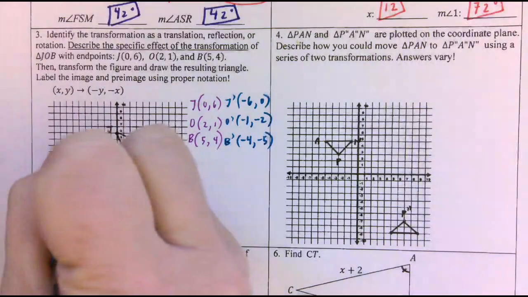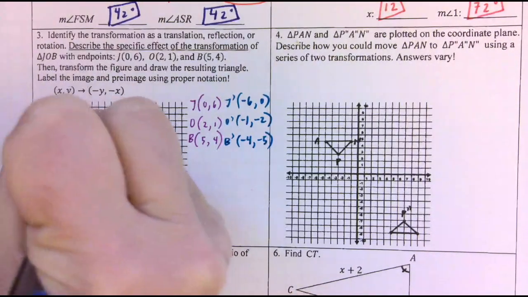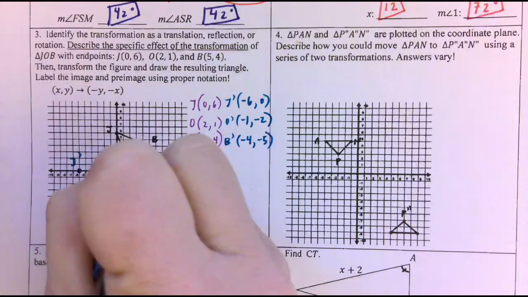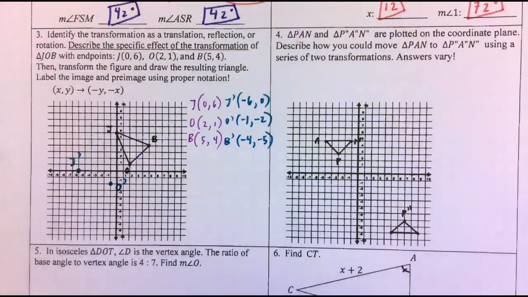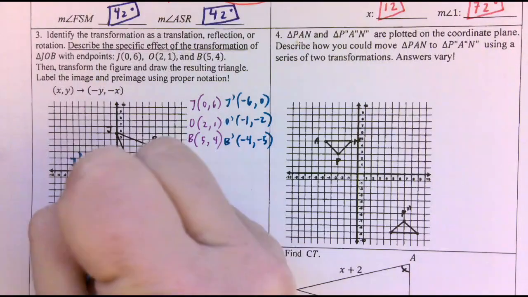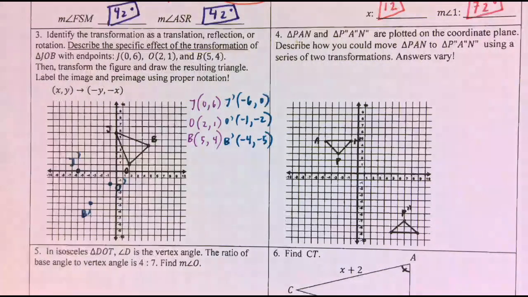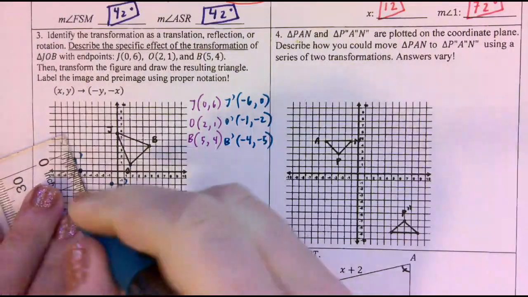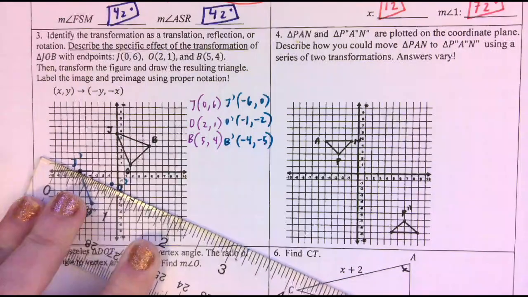So negative 6, 0 puts me right here. That's going to be my J prime. Okay, negative 1, negative 2 puts me right here. There's my O prime. And then negative 4, negative 5, right there is my B prime. Okay, and then I can connect my dots and then kind of stare at it and think, which one is it? Is it a translation, a reflection, or a rotation?